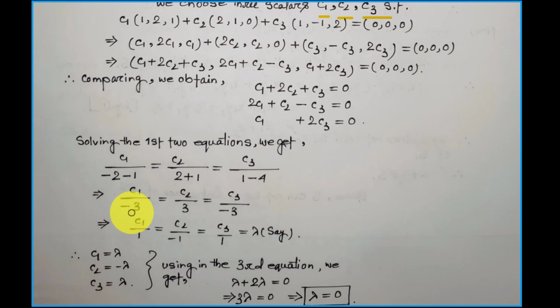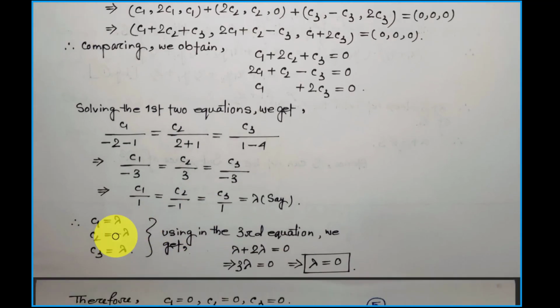So just divide all the denominators by minus 3, we will get C1 by 1 equals C2 by minus 1 equals C3 by 1, and take as lambda. What is lambda? Lambda is any real number. So C1 will be 1 into lambda, that is lambda, C2 is minus lambda, C3 is lambda, right? Now we have to consider these values of C1, C2, C3 in our third equation. So the result is lambda plus 2 into lambda equals 0, that is 3 lambda equals 0, implies lambda equals 0.